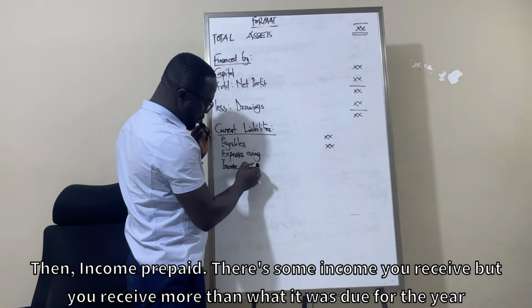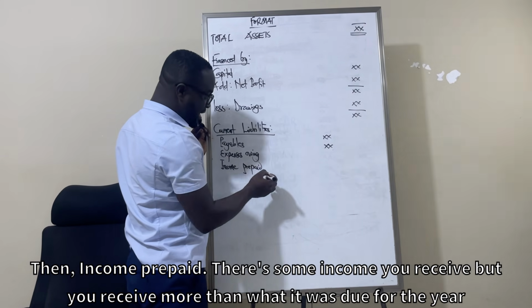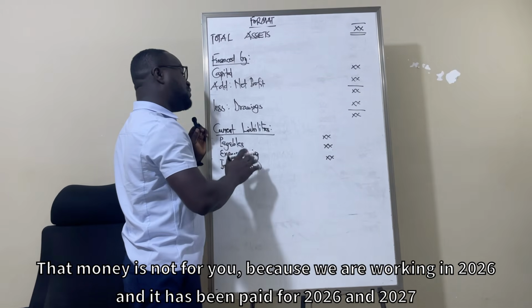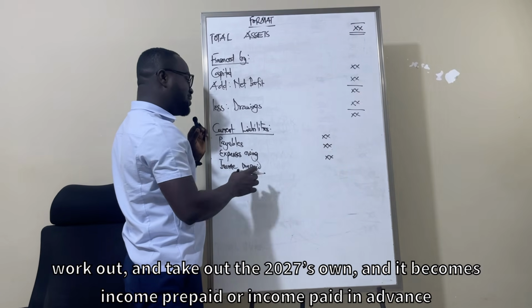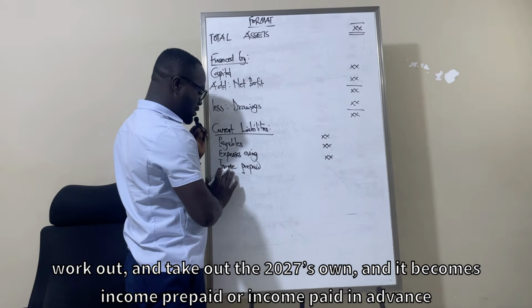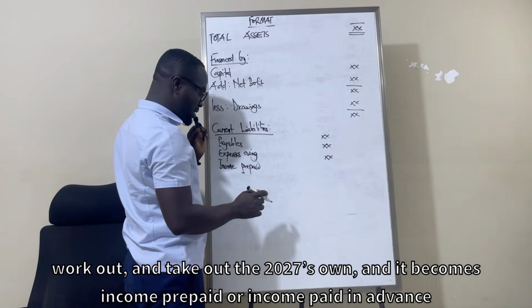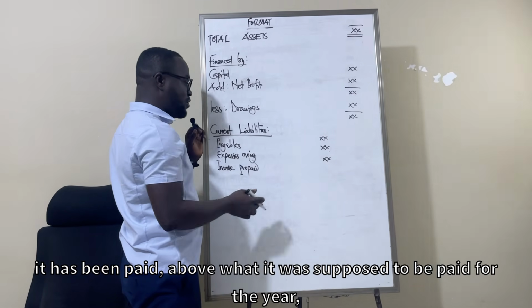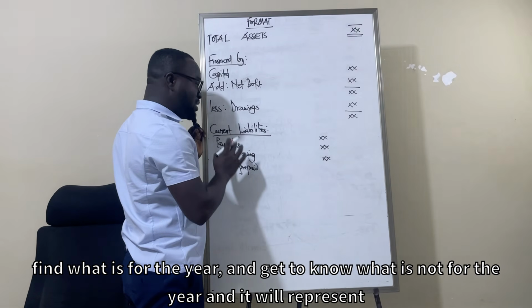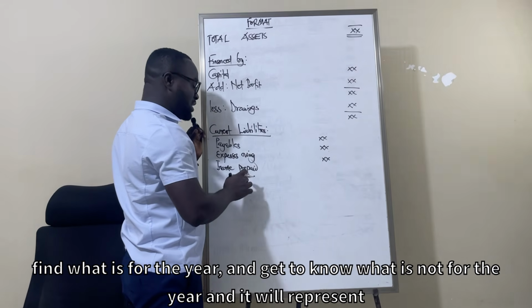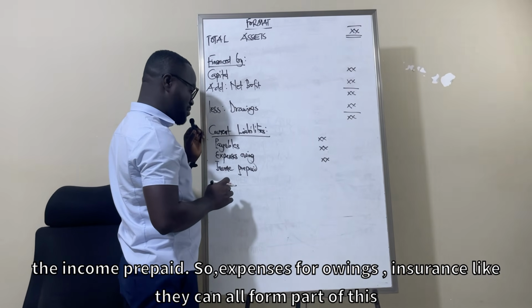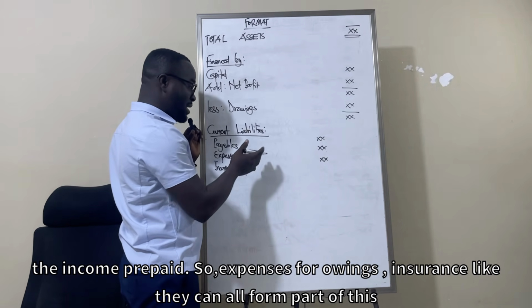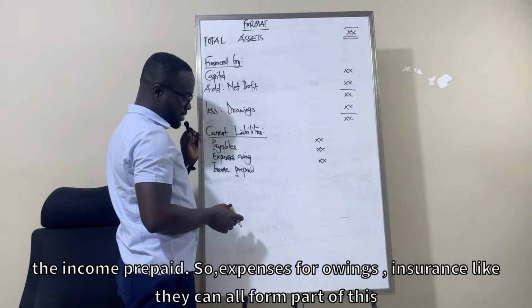There's some income you receive, but you receive more than what was due for the year. That money is not for you, because you are working in 2026 and it has been paid for 2026 and 2027. Work out and take out the 2027 portion, and it becomes income prepaid or income paid in advance. That income is for you. You are expecting it. So if it has been paid above what it was supposed to be paid for the year, find what is for the year and get to know what is not for the year, and it will represent the income prepaid. So expenses owing, insurance, they can all form part of this.